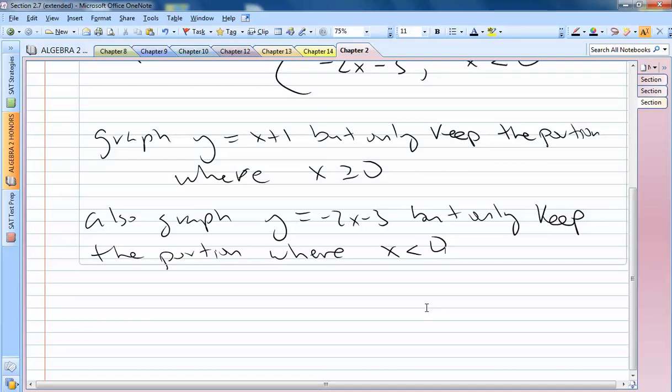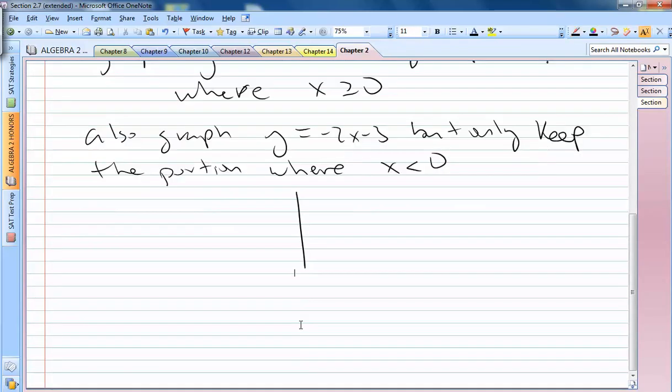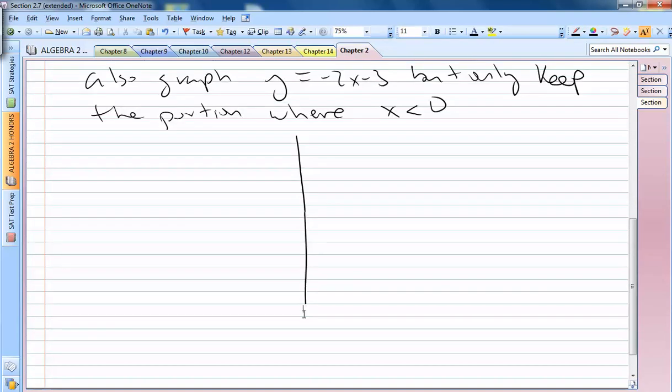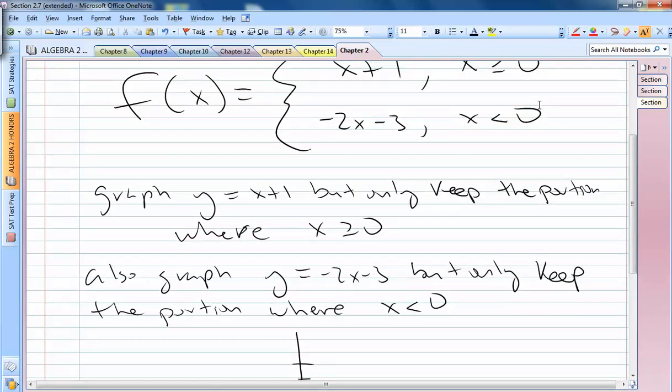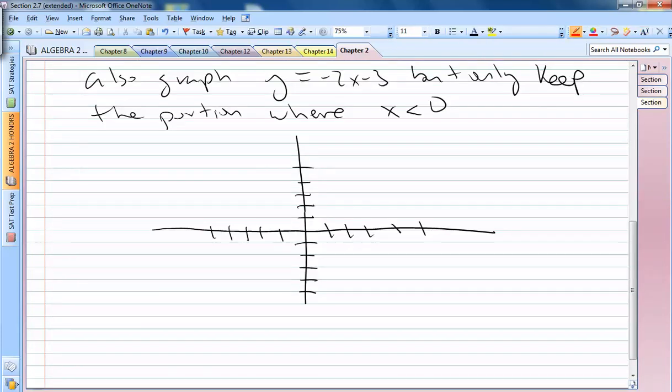So let's actually try graphing this. I'm going to make some tick marks. Okay. So let's start with graphing y equals x plus 1. That's easy. Y-intercept of 1, up 1, over 1. Draw a line through 2 points. Not so bad, right?